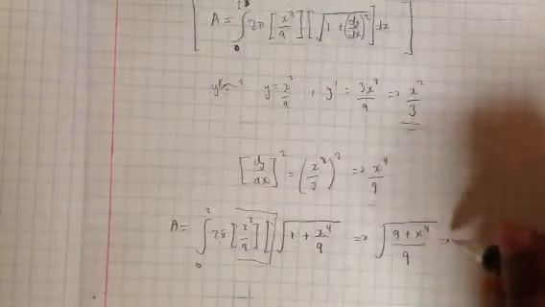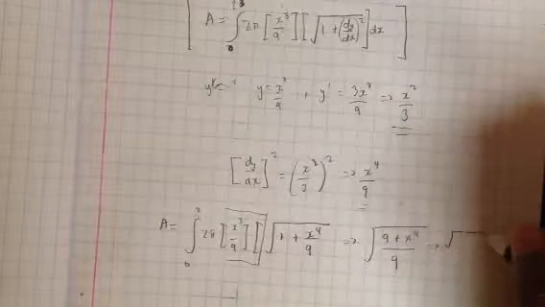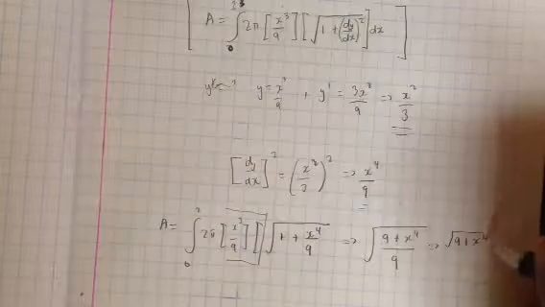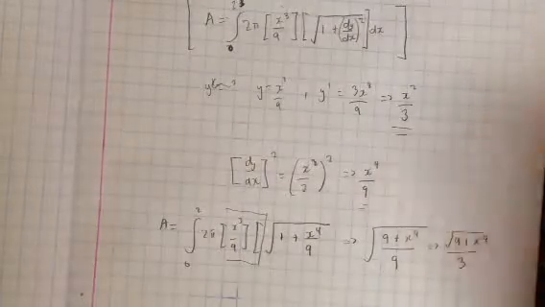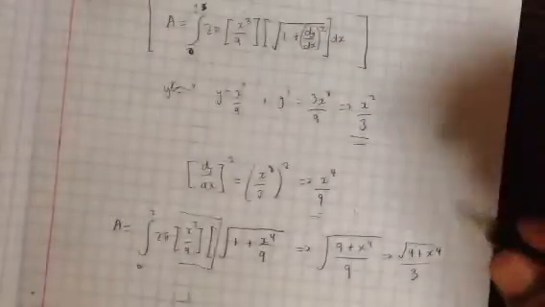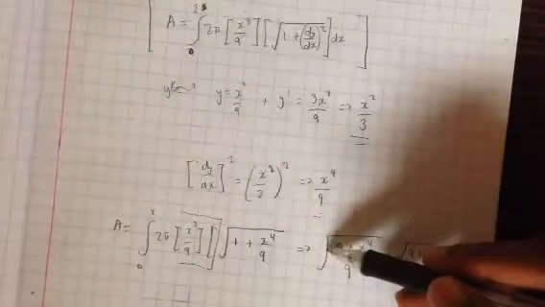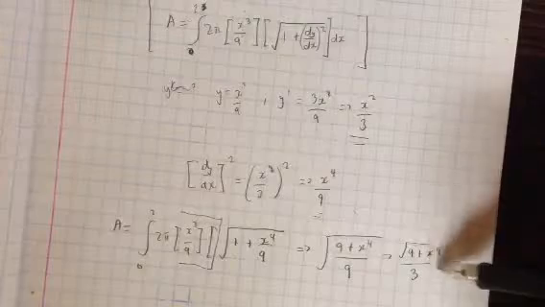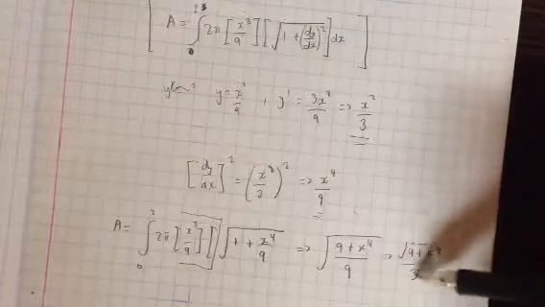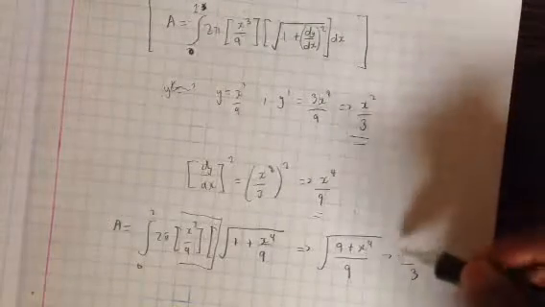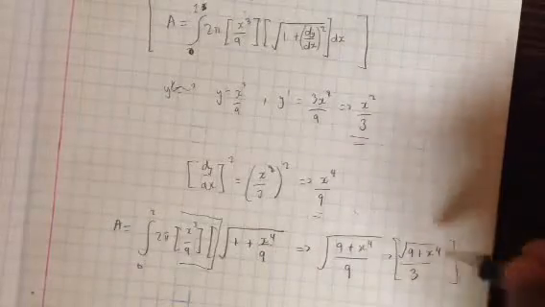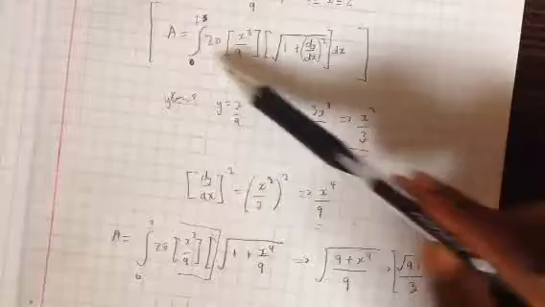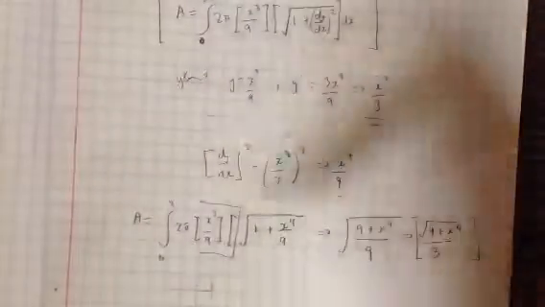And then with the square root rule, we end up with something like this: square root of 9 plus x to the power 4, over 3. Because basically this is the same as the square root of the numerator and the square root of the denominator, so that's how we end up with 3 on the denominator. So now we have a much simpler expression, and we can bring it back to these guys.